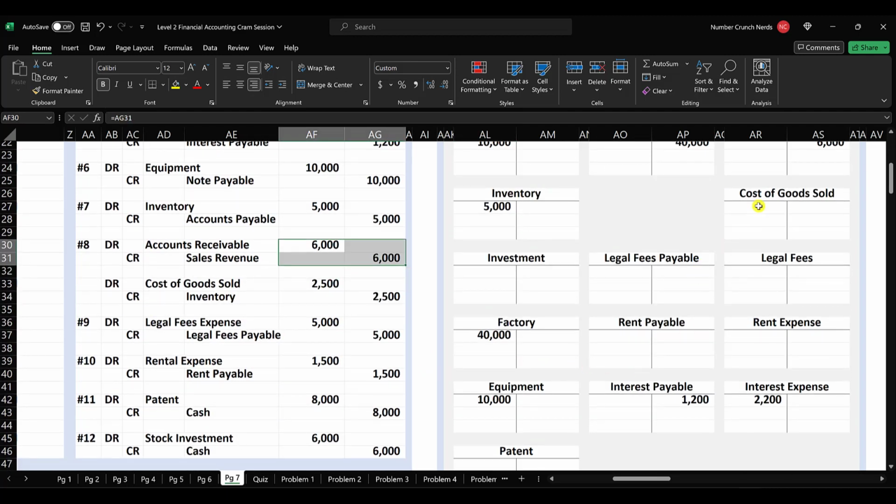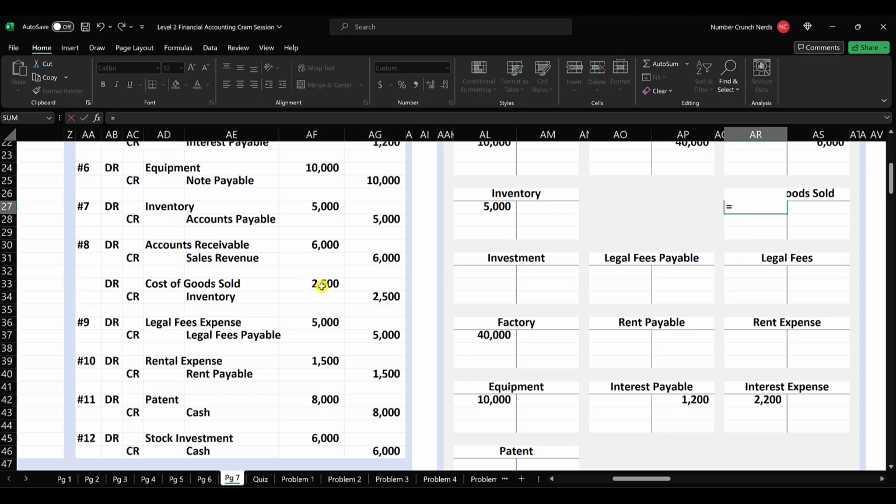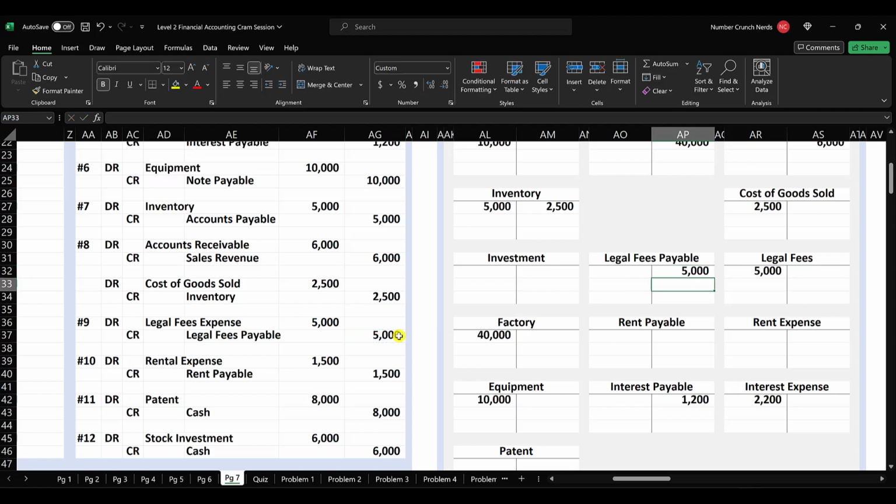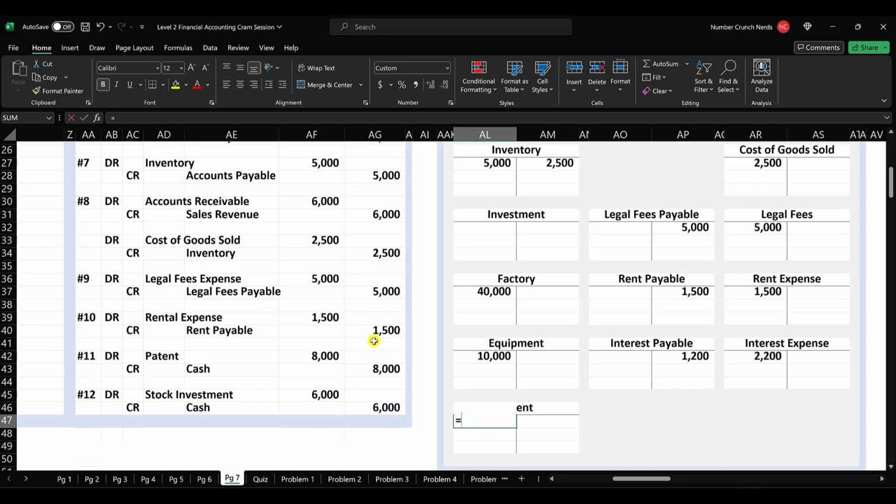So cost of goods sold, that's an expense, increases with a debit. Inventory went down with a credit. Legal fees expense, that's an expense right here. That increases with a debit. The payable, because we didn't pay it in cash, increases with a credit. Rent expense, expense increases with a debit. The payable, that's a liability, increases with a credit.